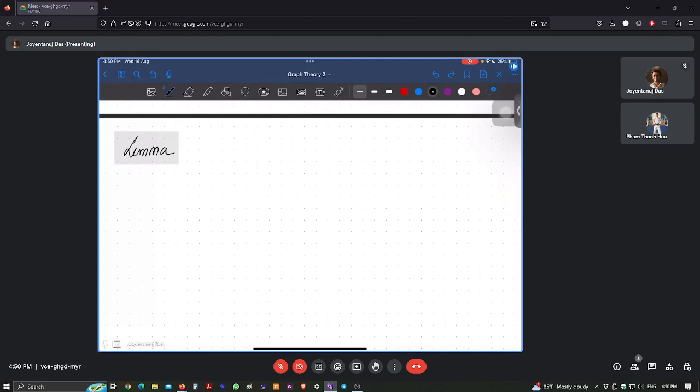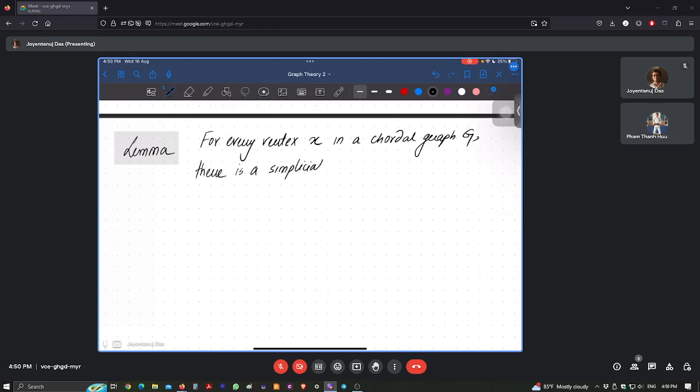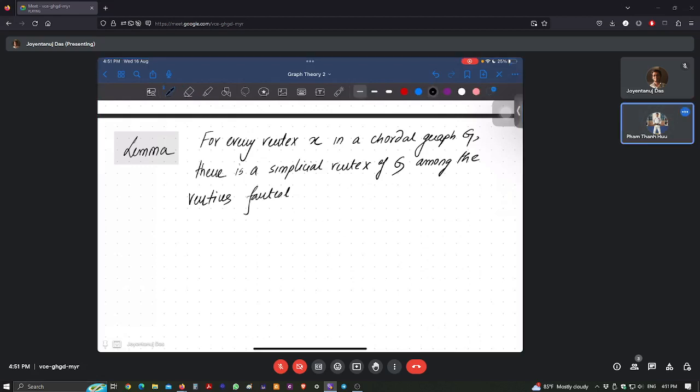The lemma says that for every vertex x in a chordal graph G, there is a simplicial vertex of G among the vertices farthest from x in G.